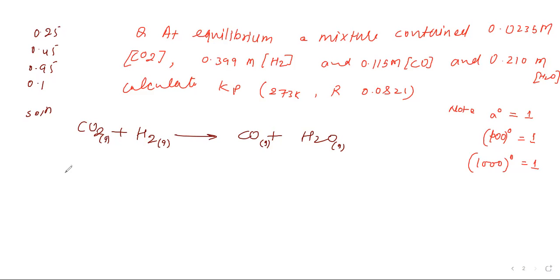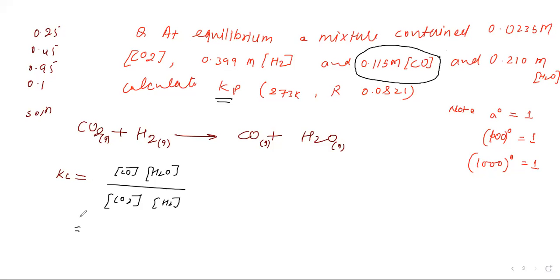Which option are you saying? Wait, sir, I need to calculate. I am writing Kc. Firstly we need to calculate Kc, then we can calculate Kp. Kc is the concentration of CO times H2O, divided by CO2 times H2. I am taking the CO value directly from here.